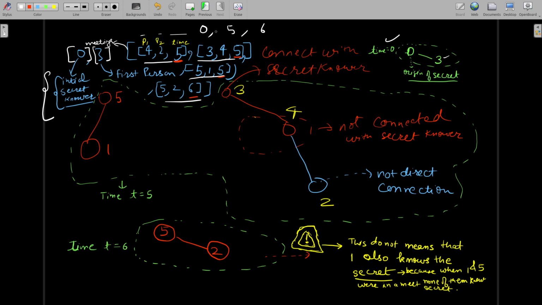Okay, so the 0th time we have done. Now comes time t equal to 5. Okay, so for time t equal to 5, these things will be happening. First, 3 and 4 will be in a meeting. Okay, so this will be a different meeting.